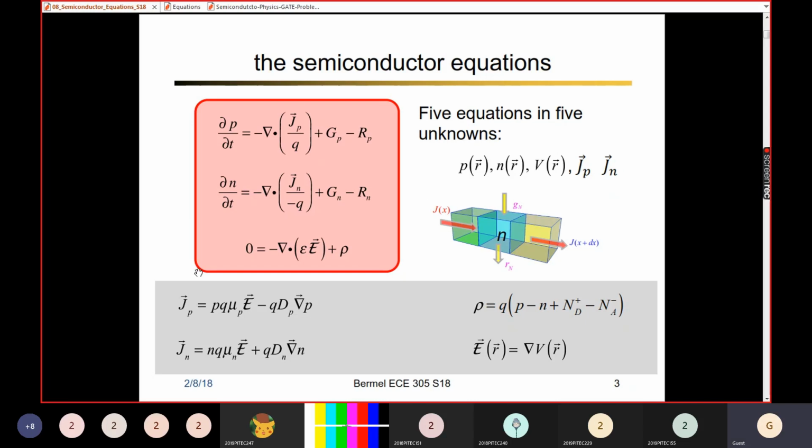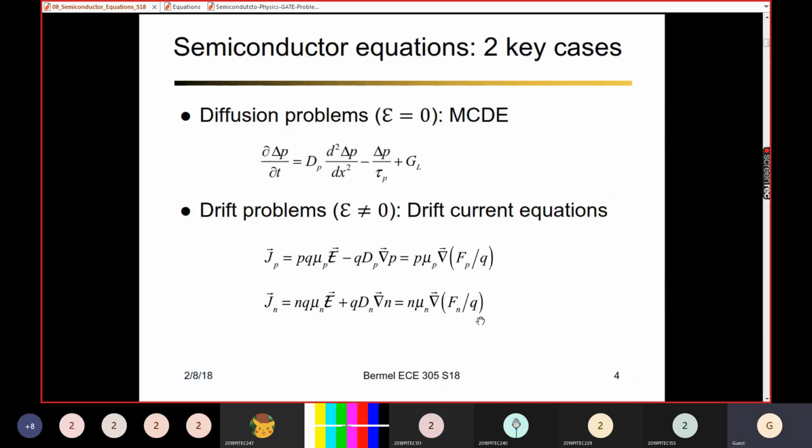you are getting the values of Jp vector, Jn vector, conductivity, and E vector with respect to r vector in this case study. So these are all your semiconductor equations. Now let us go for the second case study, where we have the minority carrier diffusion equation. This equation we have seen in the previous class by assuming that the initial conditions are in equilibrium.